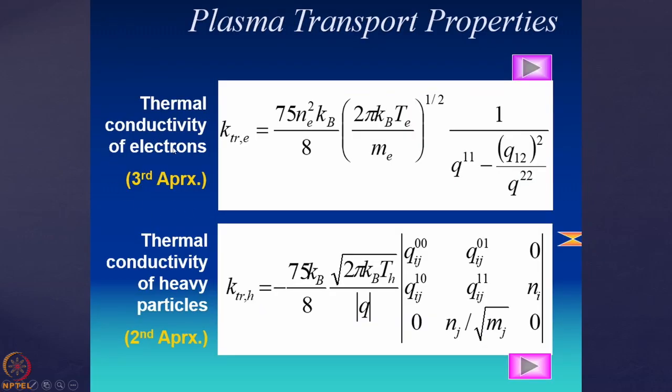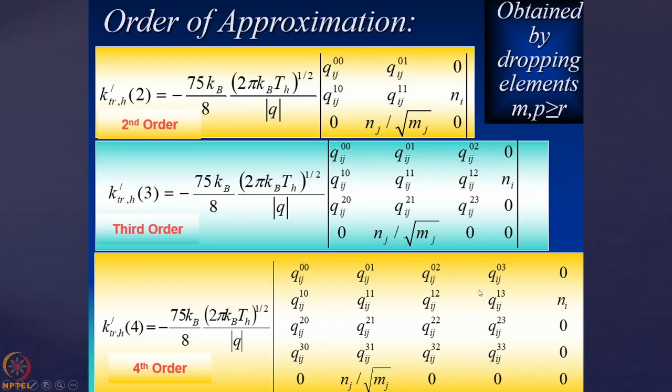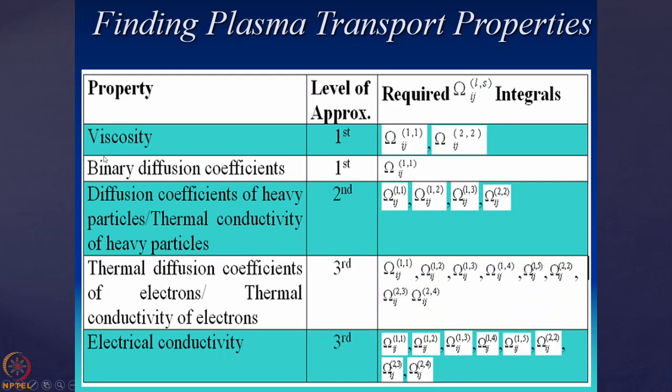Now I will tell you that thermal conductivity of electrons, how we are calculating. See, this is the third approximation and we are using this kind of relation. And similarly, for thermal conductivity of heavy species, we are going for second order approximation and we are calculating like this, okay. Now, this last one actually, this was for electrons or this is for heavy species basically, yeah. So usually we are doing thermal conductivity of electrons using third order approximation, and for heavy species we are using second order approximation.